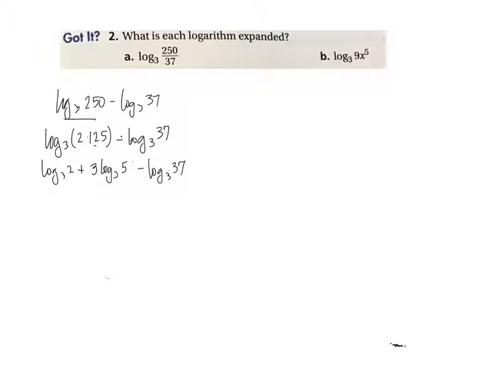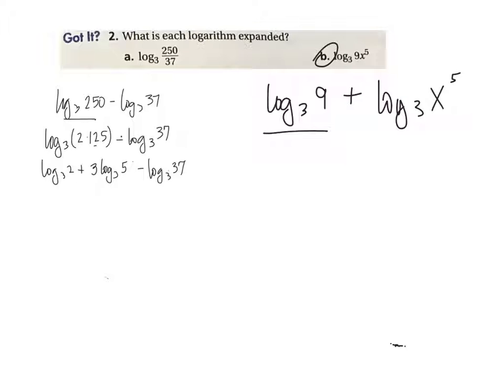Now as we continue with example B, we're going to expand this out. We do have the product and the power rule very identifiable in the log base 3 of 9x to the 5th. So we can break it immediately up into log base 3 of 9, and then we have log base 3 of x to the 5th.